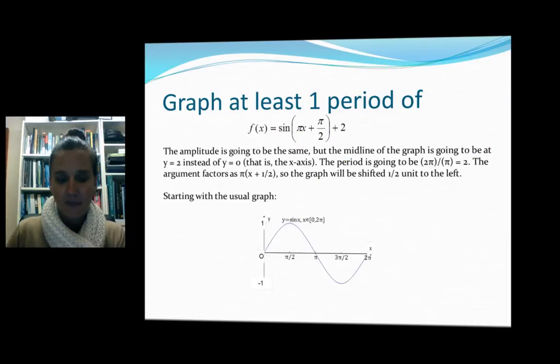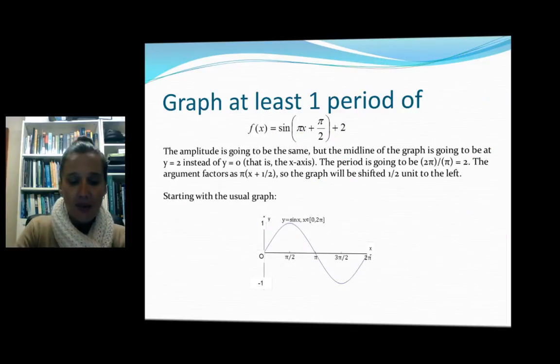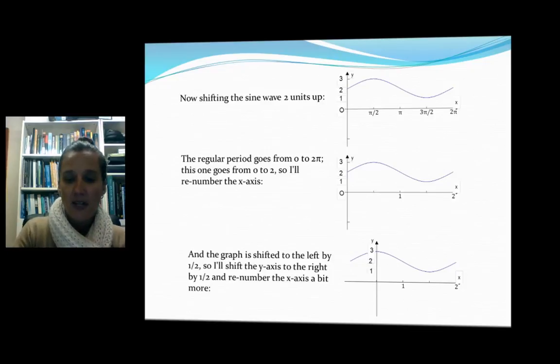So here we start with our usual graph. We shift our sine wave 2 up because of our D, our vertical shift. Our regular period, instead of being 2 pi, changes to 2. So if we're doing this, we can just renumber our x-axis, and then we shift to the left by a half, so we can shift it all over there. So we're going from here, -1/2 to 1 1/2.